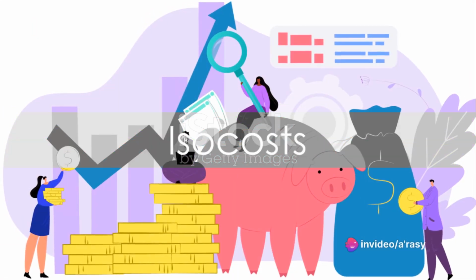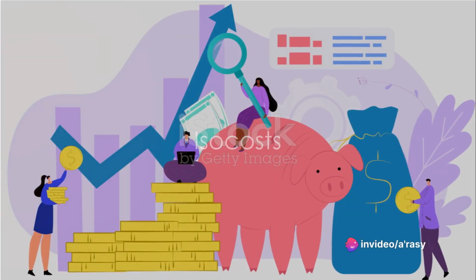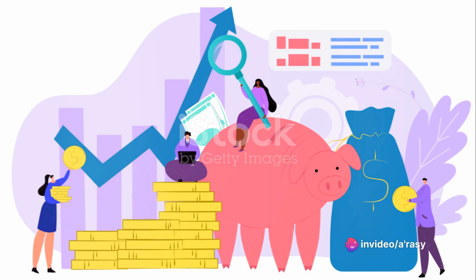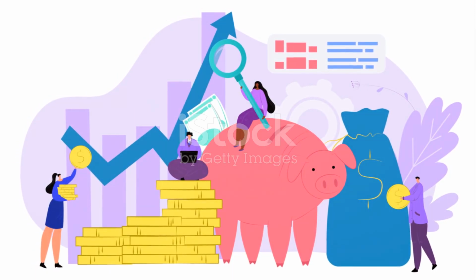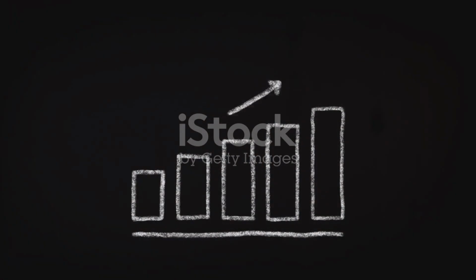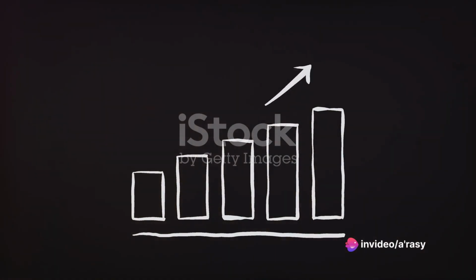Now, imagine isocosts as budget constraints, lines that mark the boundary of what a firm can afford to spend on these inputs at a given cost. Like the boundary lines on a map, isocosts farther from the origin point to higher costs, while those closer to the origin indicate lower costs.